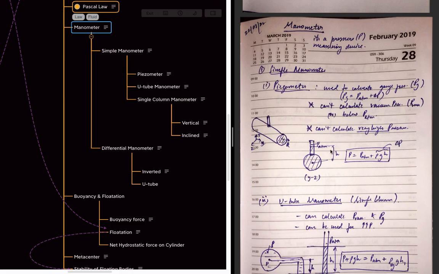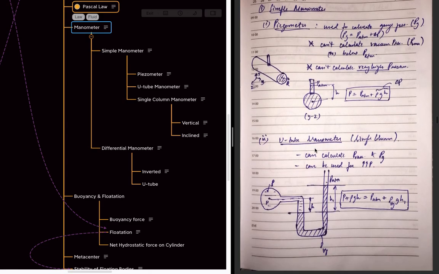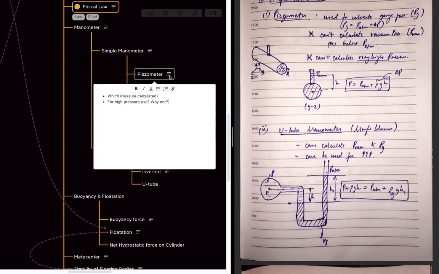But we cannot calculate the vacuum pressure because the vacuum pressure is below the center. If there is a vacuum, it means it is below the center of this geometry, so we cannot calculate the vacuum pressure. And for a very high pressure, this water level will be very high, and it is not practical or feasible to have a very long tube to calculate the pressure. For that, we have another method called the U-type manometer.